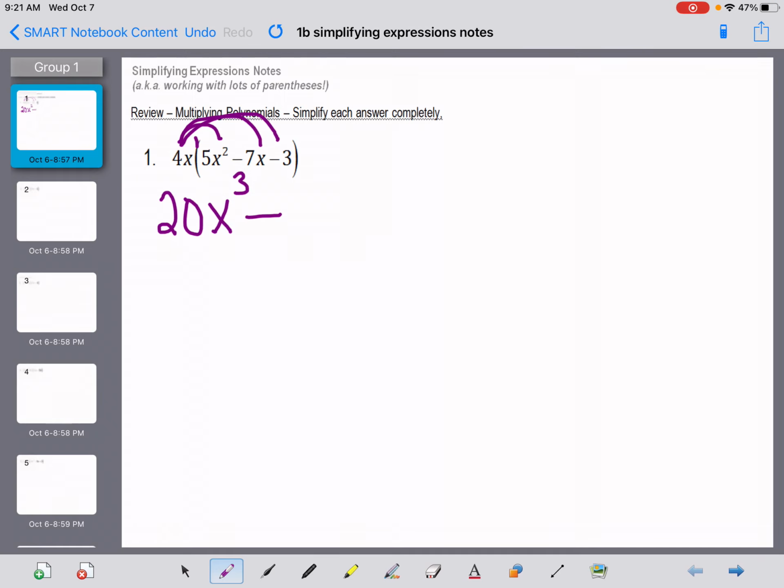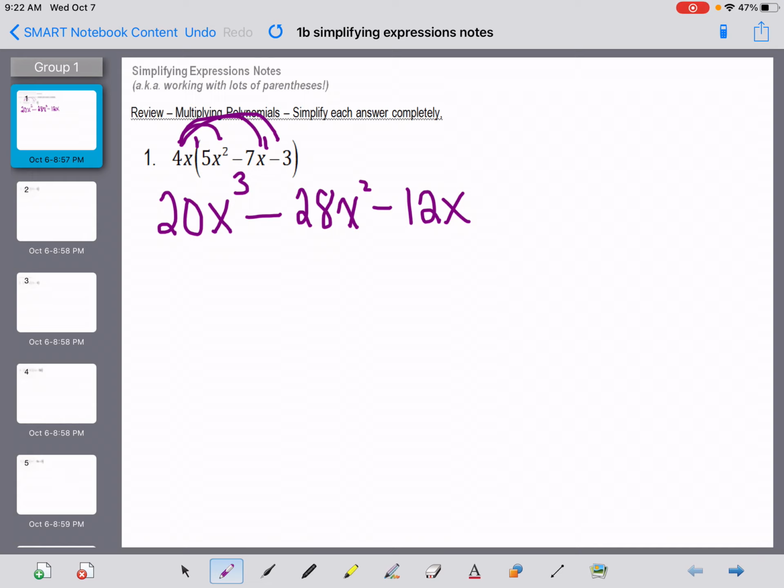Next term, notice how I wrote the sign. 4 times 7 is 28, but we're really multiplying 4 times negative 7, and then x times x, which is x squared. Again, there's no exponent written on this x, it's 1. And then finally, 4x times 3 is 12x. I really should specify it's 4 times negative 3, which is where the negative 12 comes from, and we get 20x cubed minus 28x squared minus 12x.